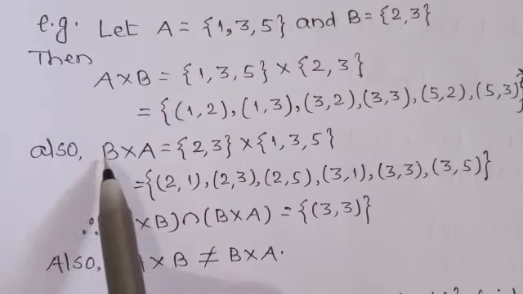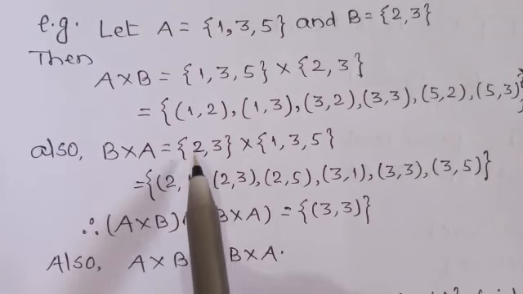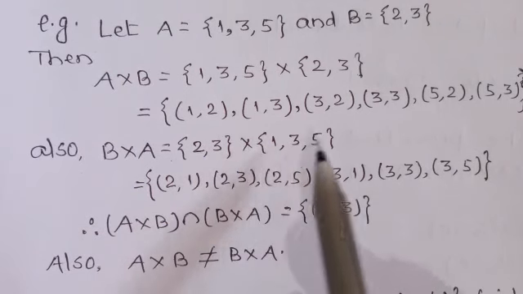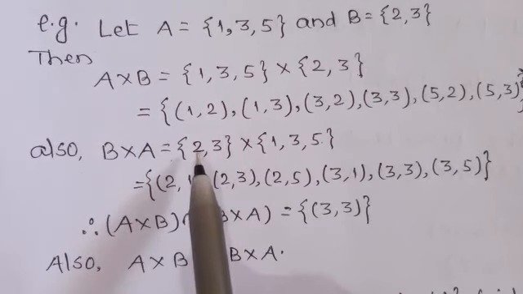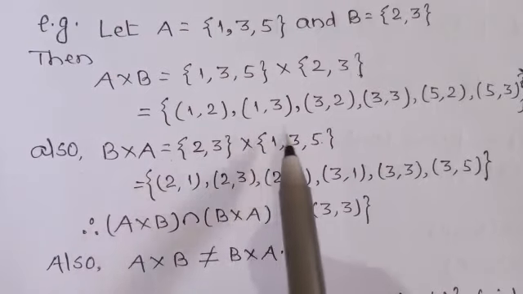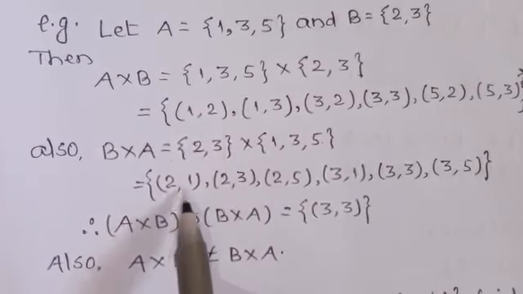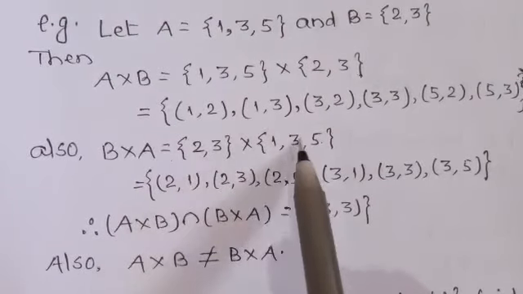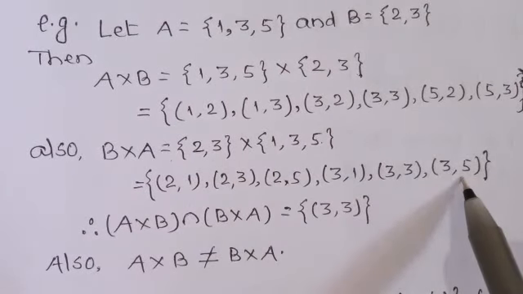Similarly, calculate B cross A. B cross A means {2, 3} cross {1, 3, 5}. Make pairs: (2, 1), (2, 3), (2, 5). This is 3 elements. Then (3, 1), (3, 3), (3, 5).